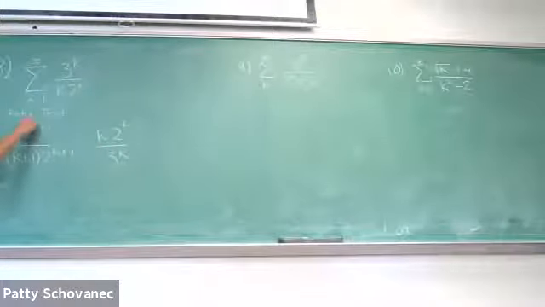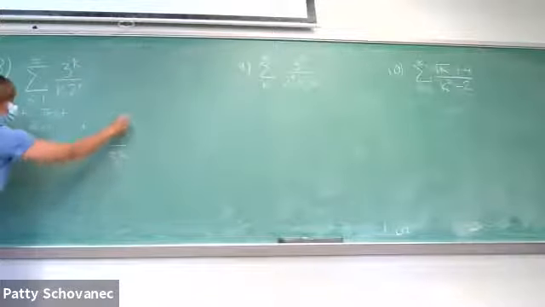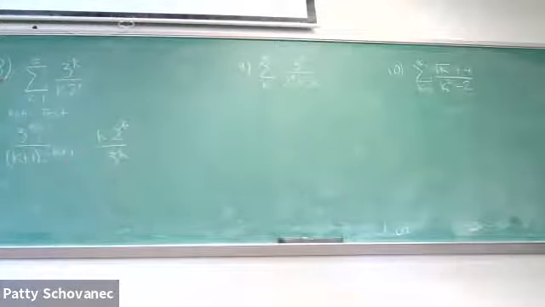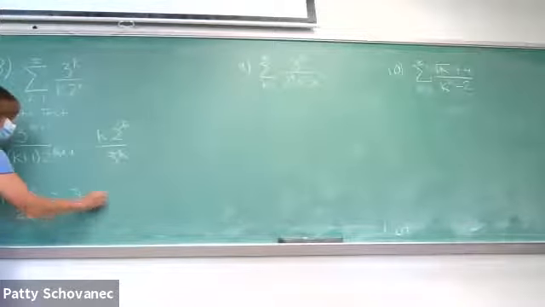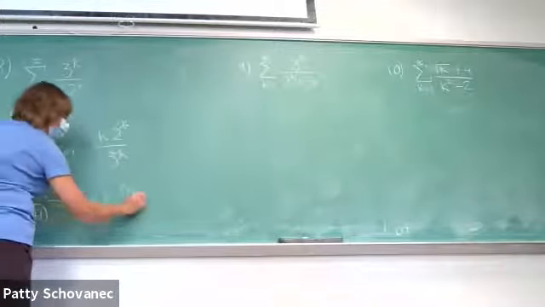This is that one, that one, that one, that one. So we're left with 3k over 2k plus 1. The limit is larger than 1. So it diverges.